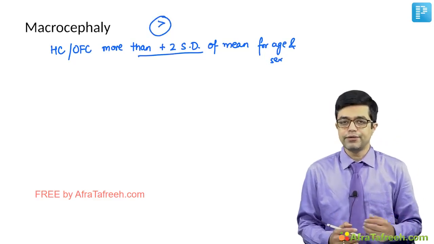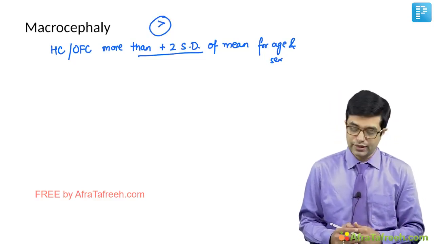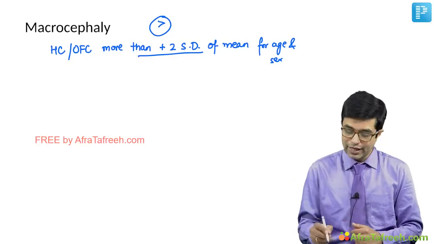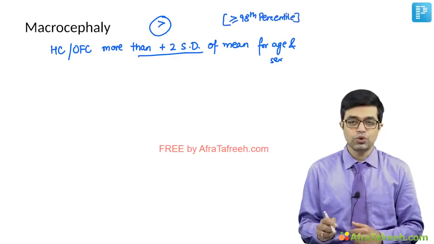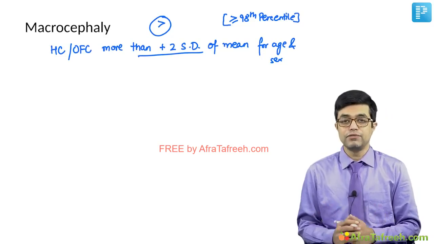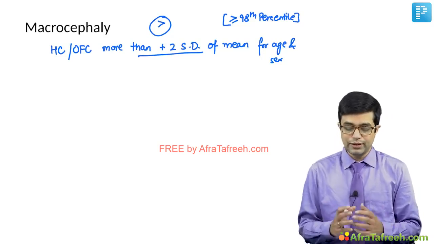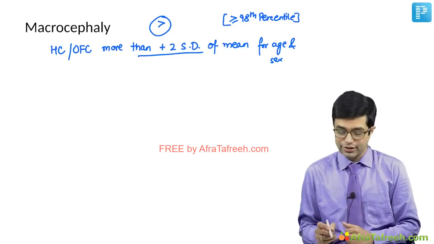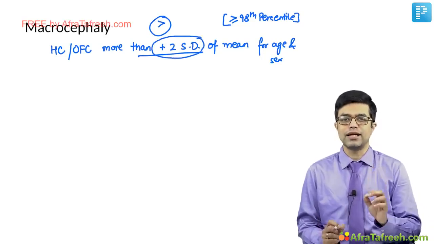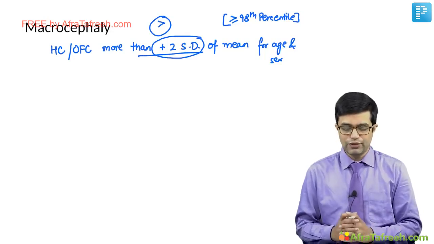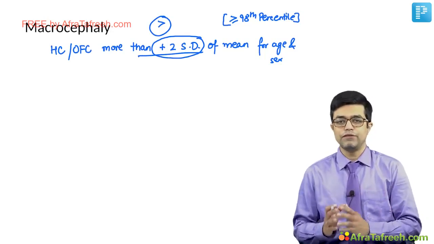Some of the Western countries, including the United States of America, take percentiles into play and there they define it as equal to or more than the 98th percentile according to the charts. WHO, as well as the standards we follow in India, most of the macrocephaly based charts, take more than +2 standard deviation as the traditional or standard definition. So macrocephaly is more than +2 standard deviation.